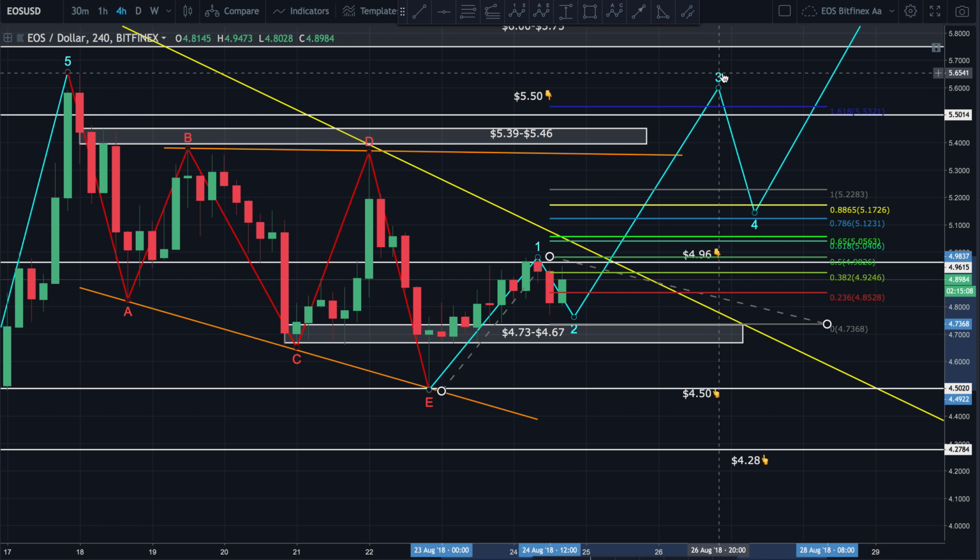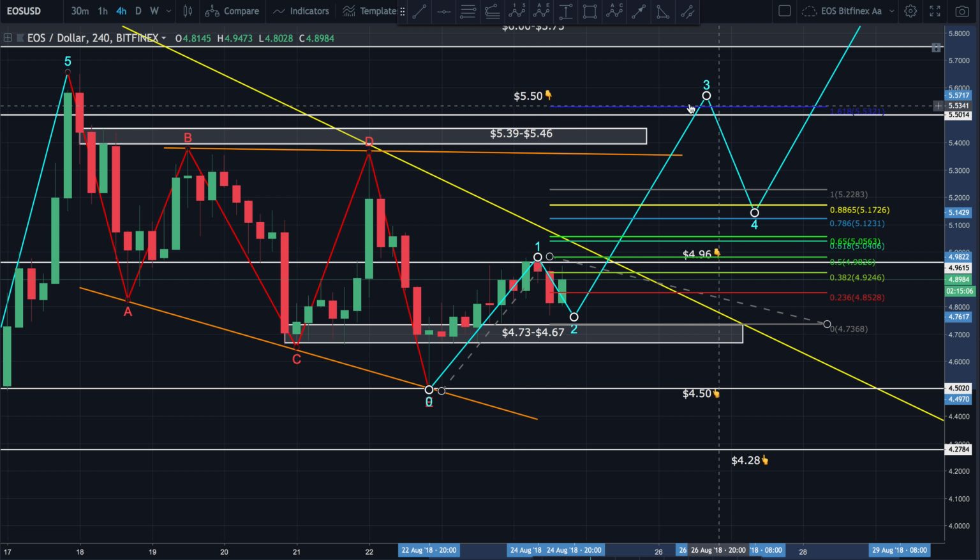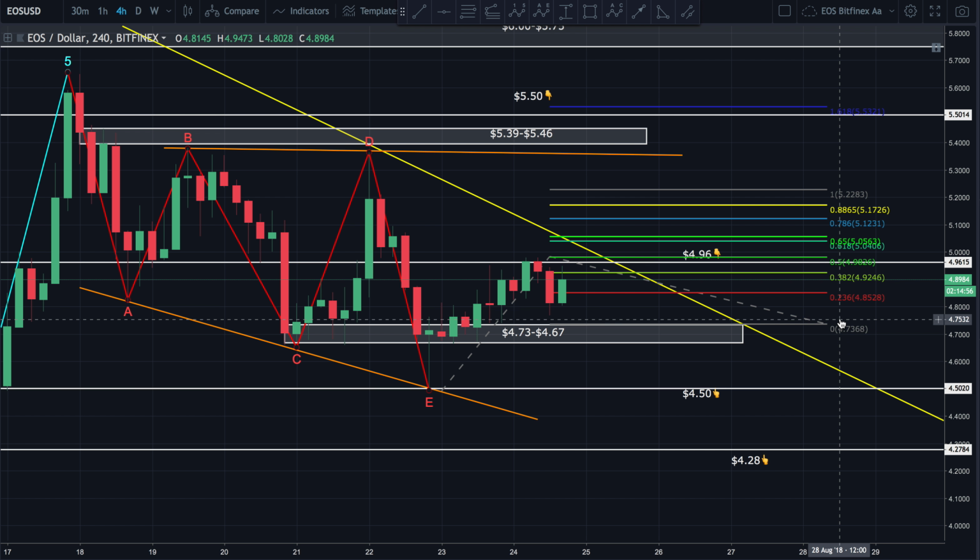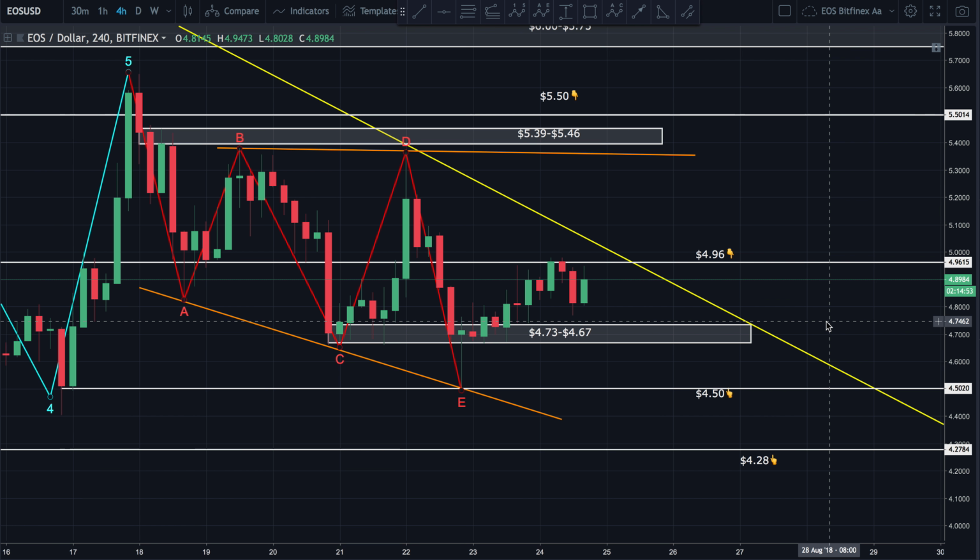$5.55, somewhere thereabouts, guys. So this would be a fairly accurate target for our wave 3, and will go nicely with the target, as I told you, of a breakout of this wedge. So we do have a lot of structure looking bullish, guys, and let's wait and see how this plays out.